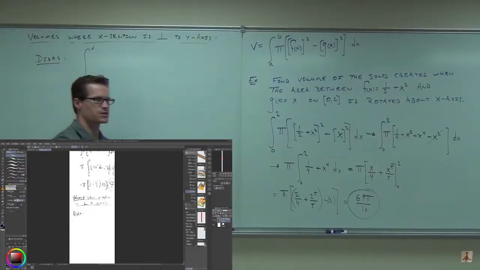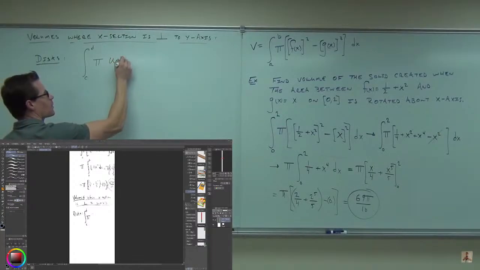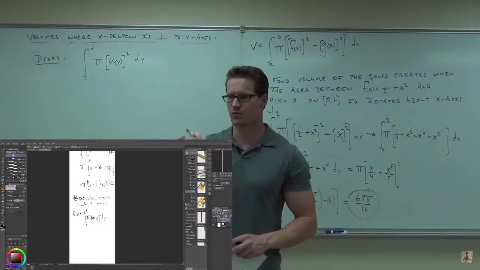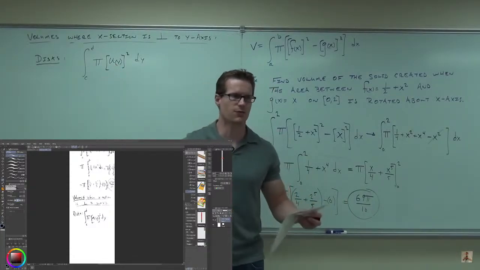We'd have some area function, but the area function is still going to be a circle. Pi r squared dy. Where u of y would be your function in terms of y, hence the y, instead of x. That's the idea for the discs.